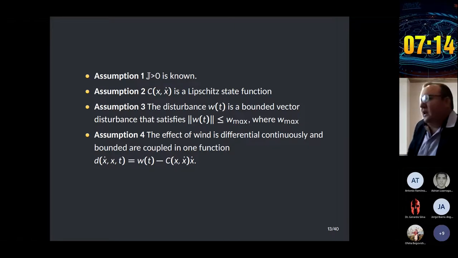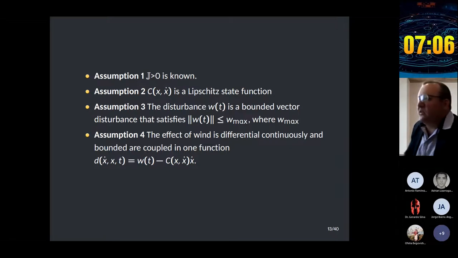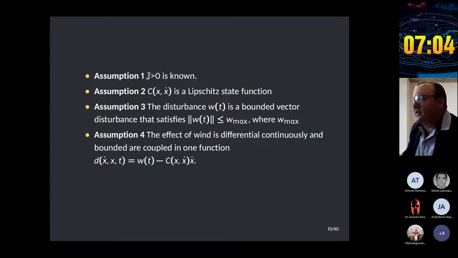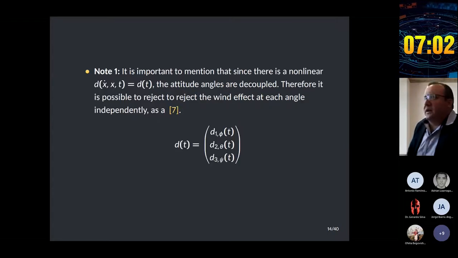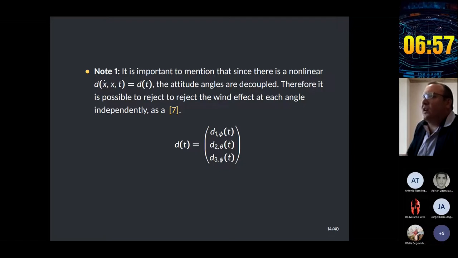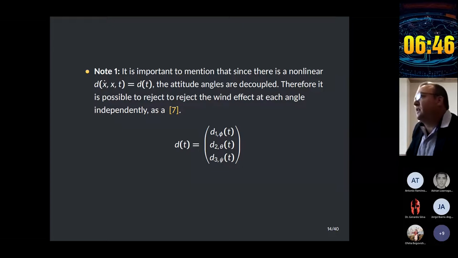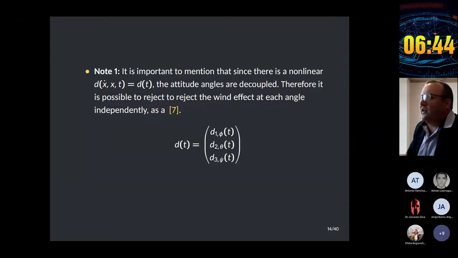And D is one function that is the sum of the wind and the Coriolis effect. It's important to mention that since D is a nonlinear function, the attitude angles are subsystems. Therefore, it's possible to reject the wind effect at each angle independently.